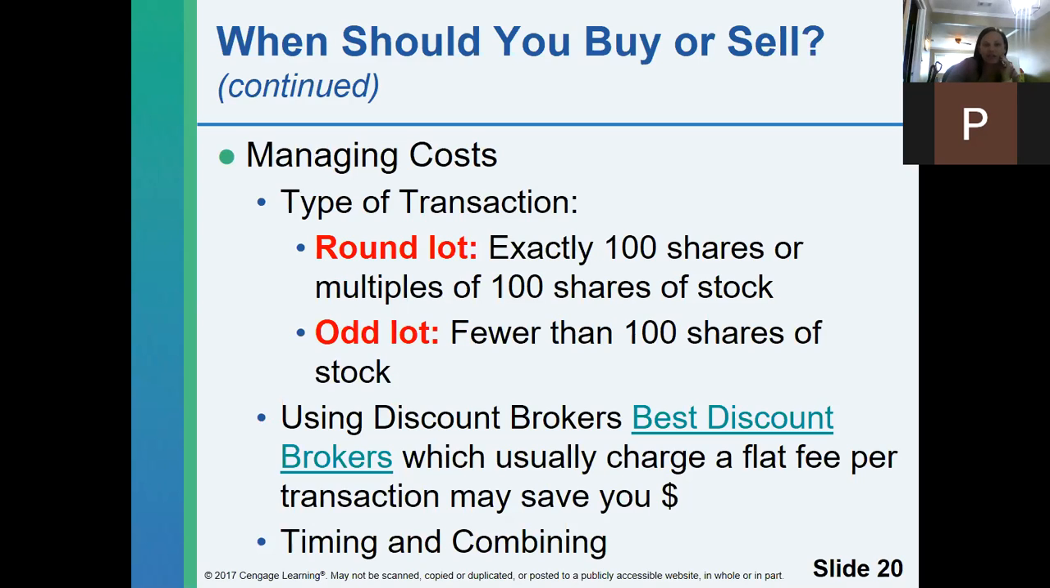So types of transactions, there's a round lot, which is exactly 100 shares or multiples of 100 shares of stock. So you could buy 400 shares or 4 round lots. An odd lot is fewer than 100 shares of stock. Brokerage firms usually charge higher per share fees for odd lots. So if you could afford 100 shares of a stock, you may save yourself money in some of those fees. And then using discount brokers, they usually charge a flat fee per transaction, which may save you money.